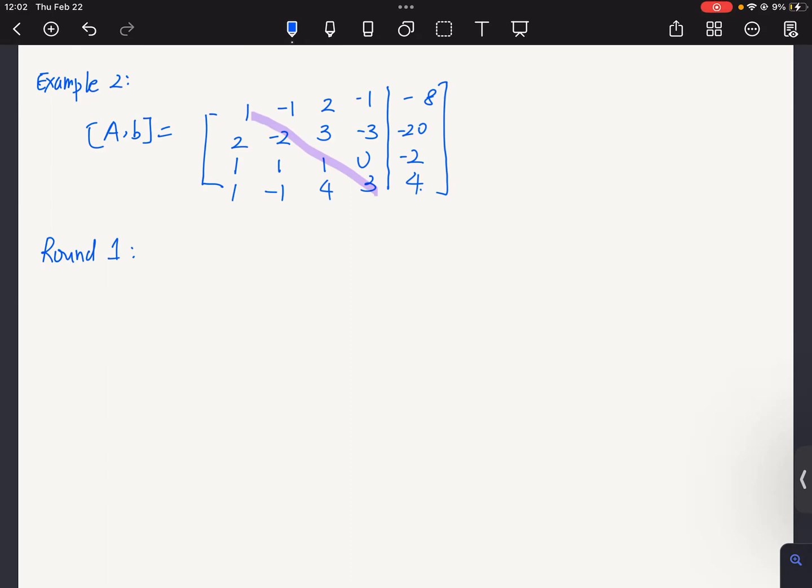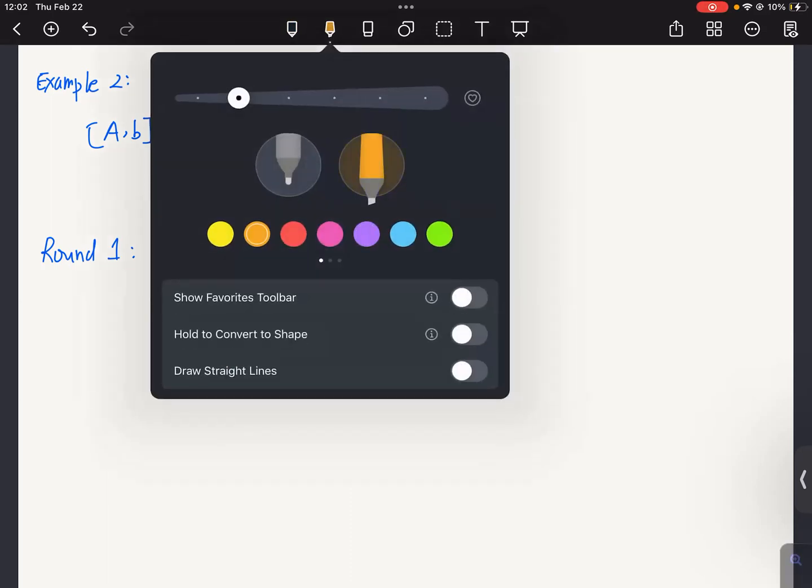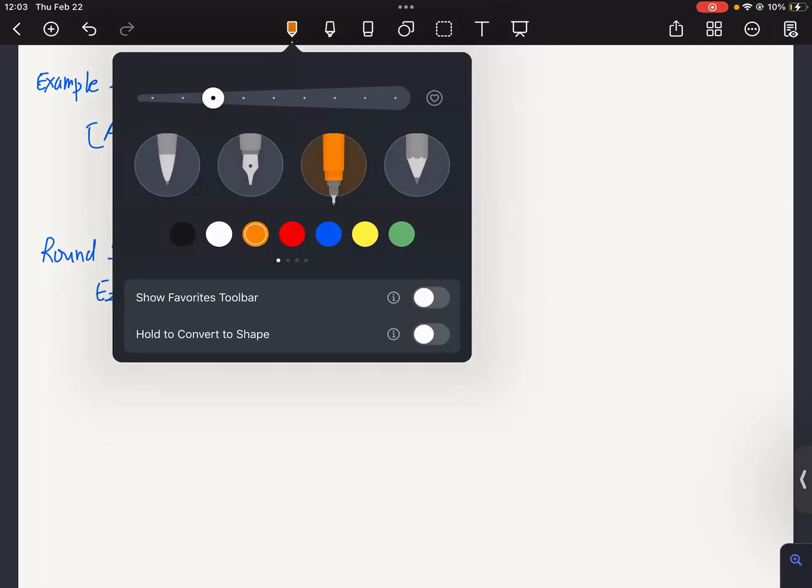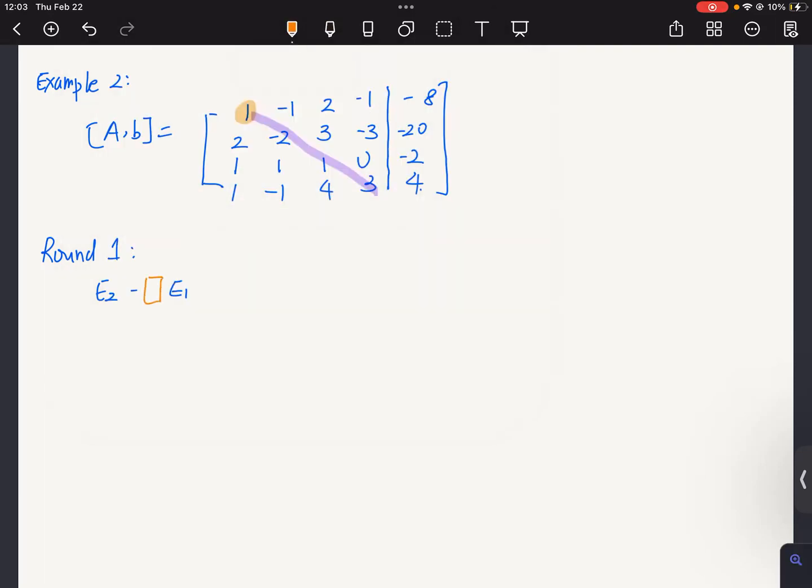So we are going to eliminate this, right? Let's take a look at here first. We are going to use the A11 in round 1 to eliminate all the elements below here in the first column, below the diagonal. So for equation 2, we subtract equation 1 up to a coefficient, and then we replace it with the original row 2, right?